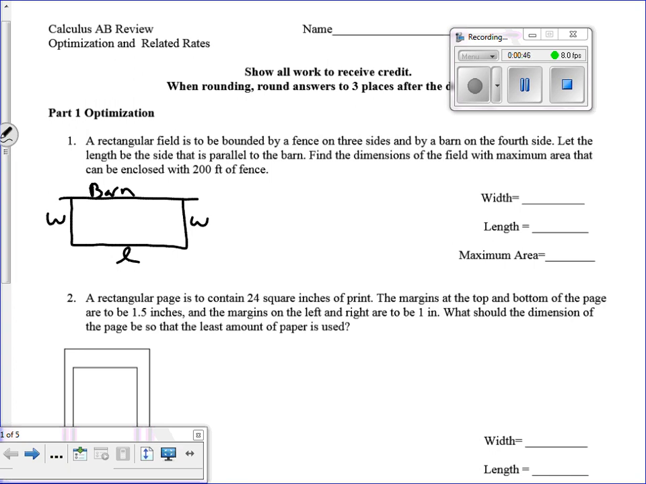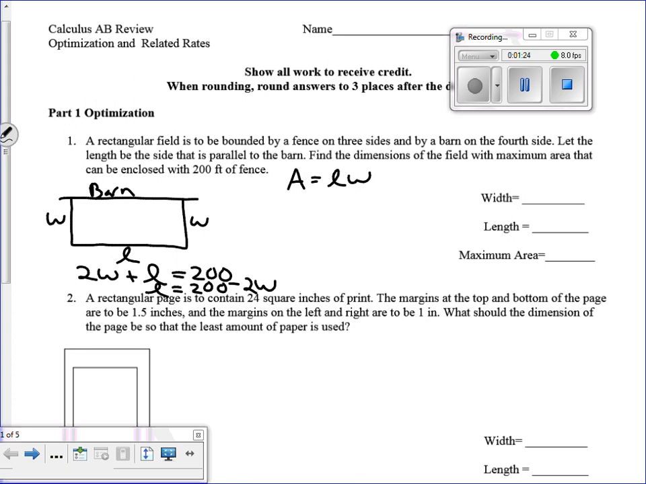So your primary equation is going to be the area of this plot. Area, we know, equals length times width. We have to get that in one variable. Well, they told us that the total amount of fencing equals 200 feet. That gives us a secondary equation to work with. So that tells us that W plus L plus W, or 2W plus L, must equal 200 feet. So L equals 200 minus 2W.